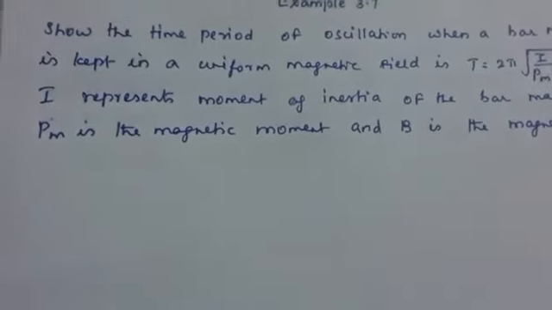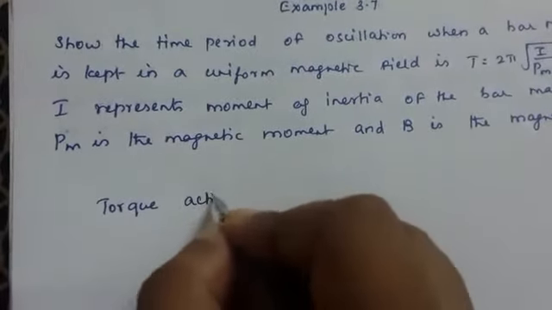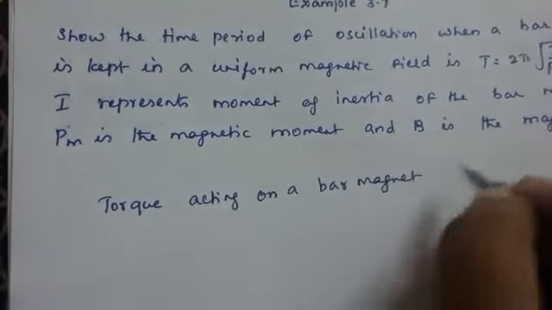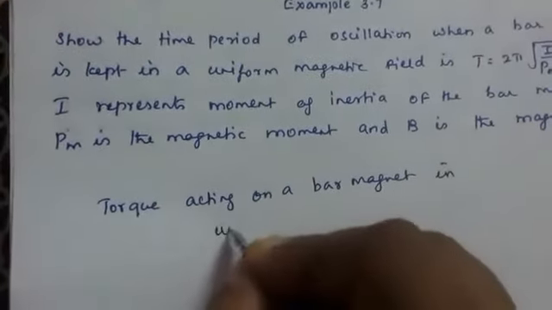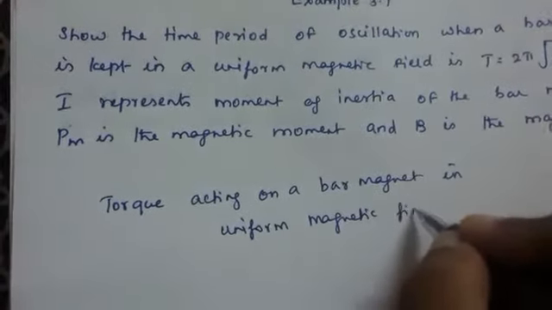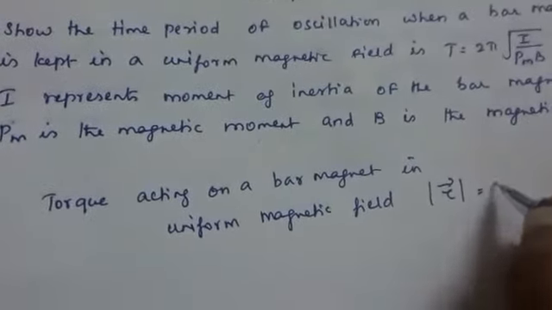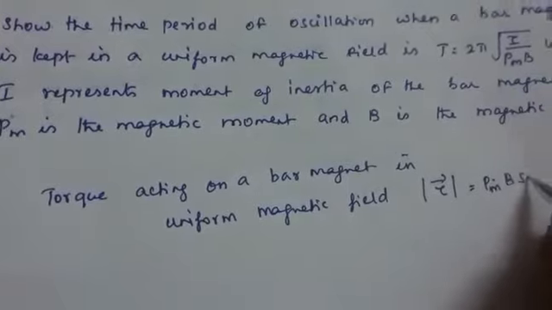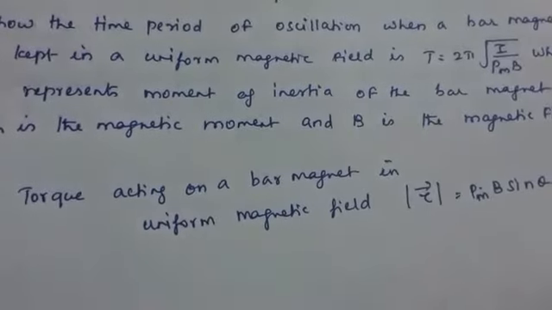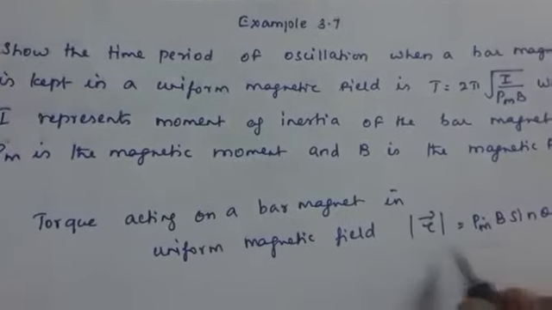torque acting on a bar magnet in uniform magnetic field. So first I am going to take torque acting on a bar magnet in uniform magnetic field. So the modulus of torque is given by the letter tau. Tau is equal to PMB sin theta, magnetic moment into magnetic field into sin theta. So this is the magnitude of the torque.